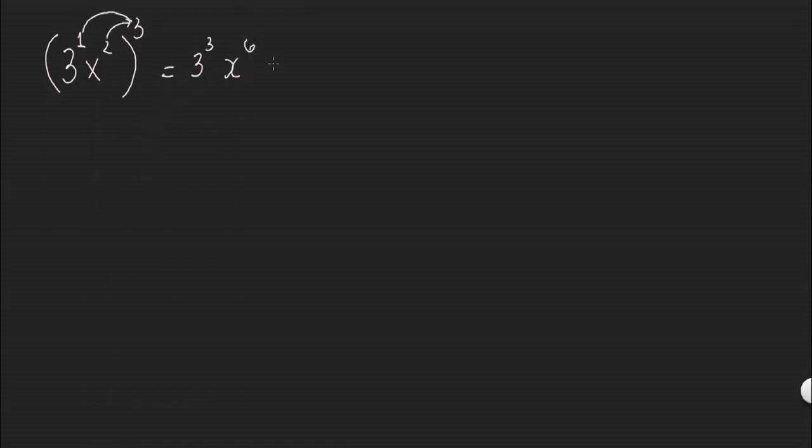Okay, then we simplify. So, how many 3's do we have? We have tatlong 3. 3 times 3 times 3. And then x raised to 6. 3 times 3 is 9. Times 3 is 27. So, the final answer is 27x raised to 6.